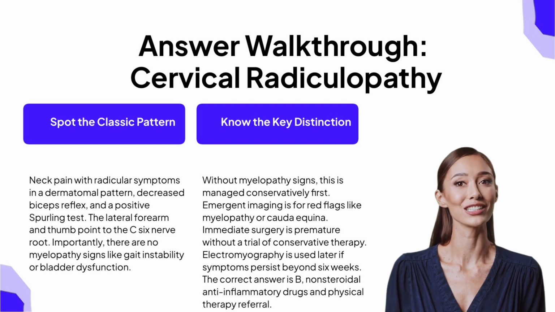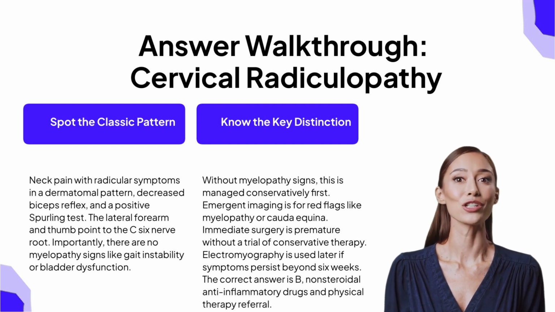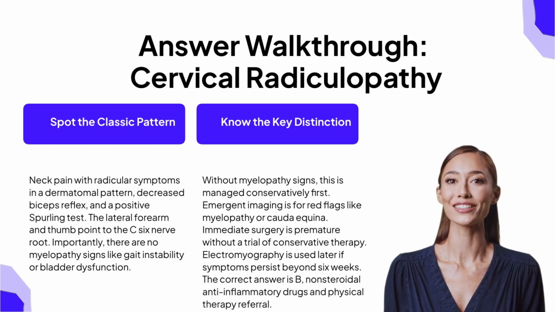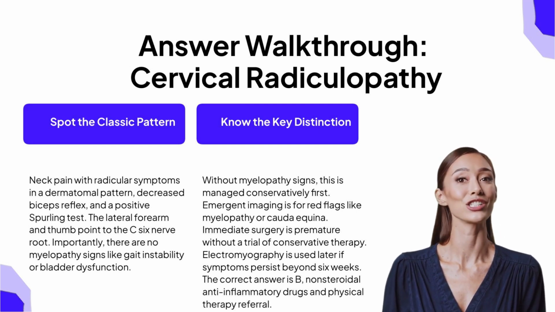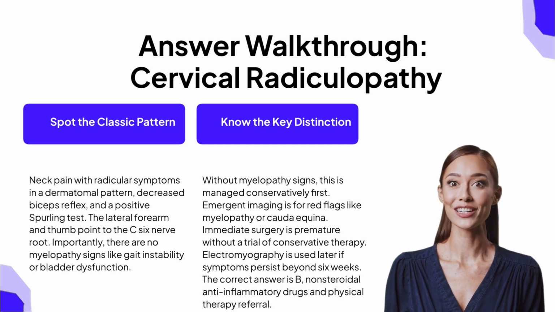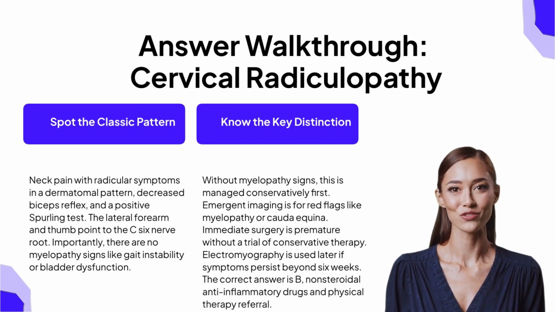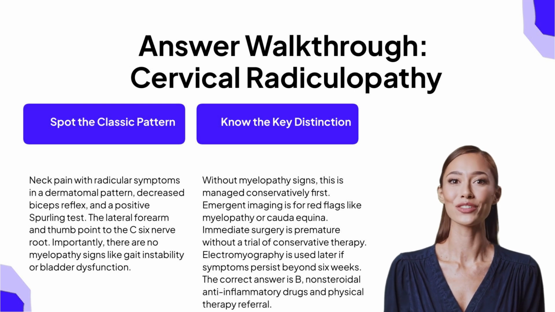Now here is the key distinction. The question specifically tells you there are no myelopathy signs, no gait instability, no bowel or bladder dysfunction. Without those red flags, this is managed conservatively first. Emergent imaging is reserved for cases with myelopathy signs or cauda equina symptoms. Immediate surgery is premature without trying conservative therapy first. Electromyography is a tool used later if symptoms persist beyond 6 weeks and you need to confirm nerve involvement. The correct answer is B, non-steroidal anti-inflammatory drugs and physical therapy referral.